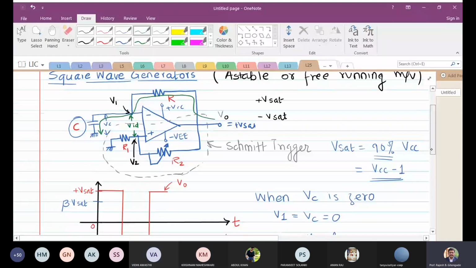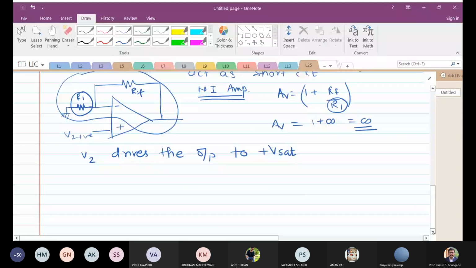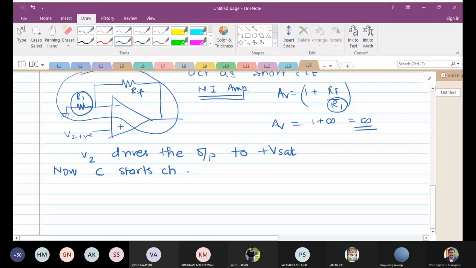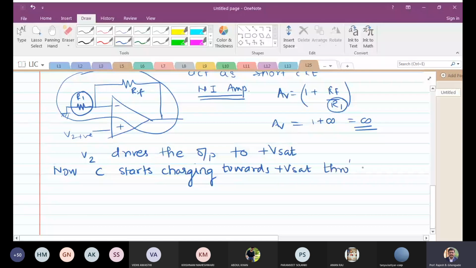So I can say that now C starts charging towards plus Vsat through the resistor R. Is that fine?